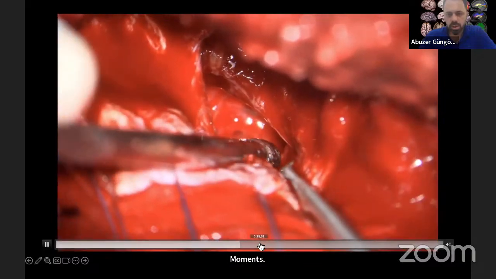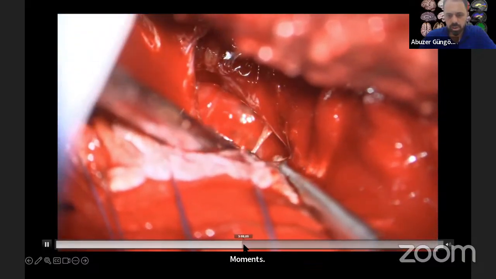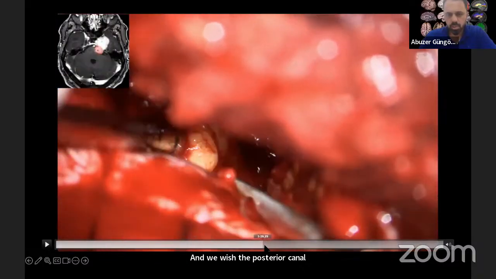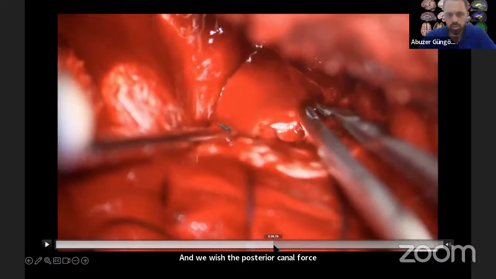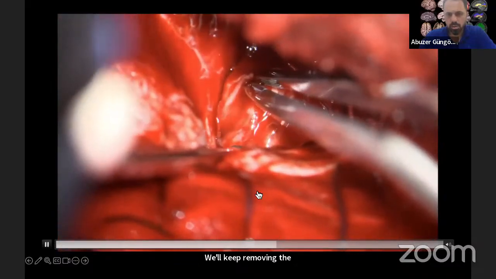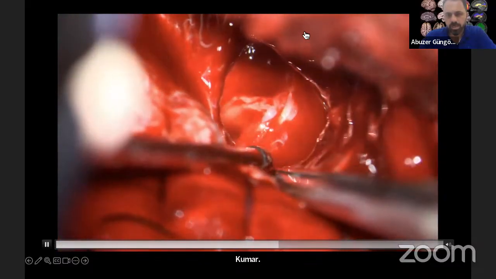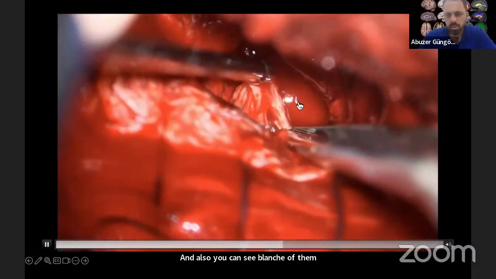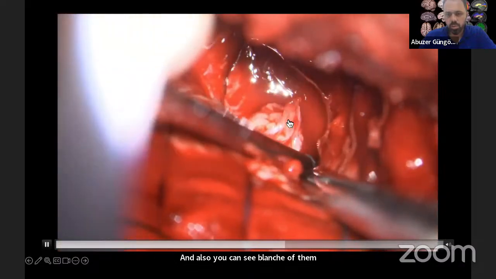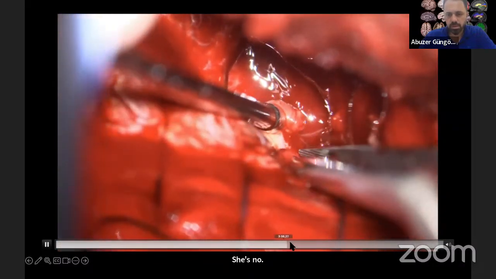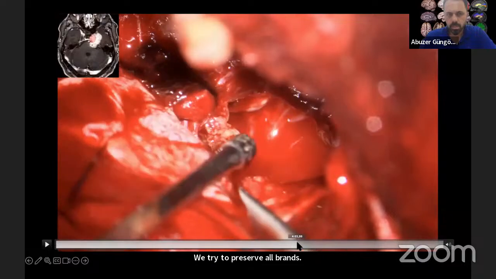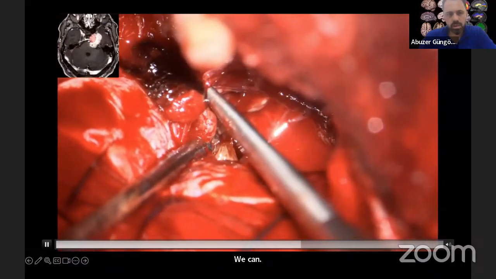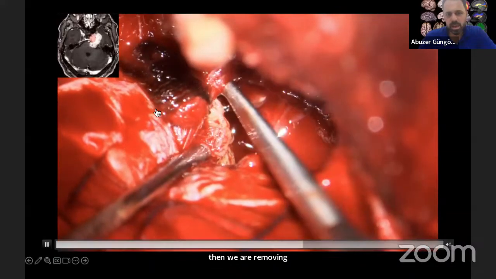And we reach the posterior cranial fossa and keep removing the tumor. And also you can see a branch of the fifth nerve. We try to preserve all branches that we can. Then we are removing the tumor inside the cavernous sinus.